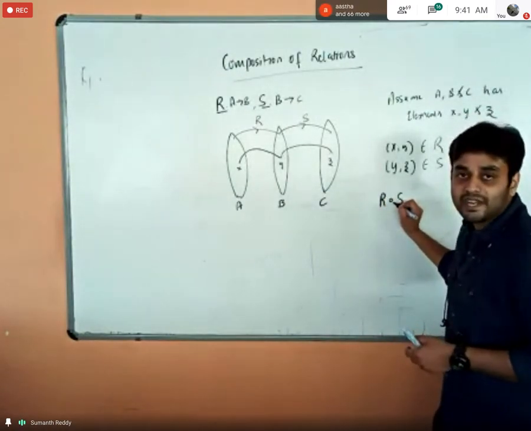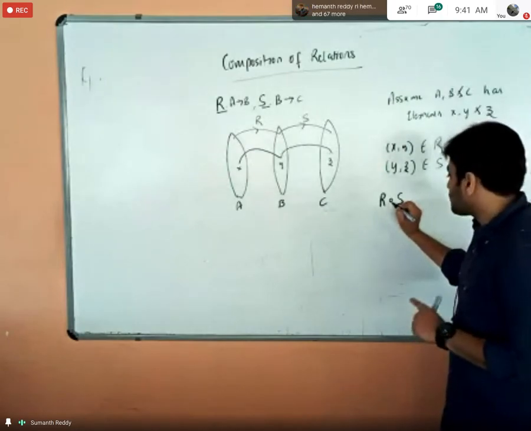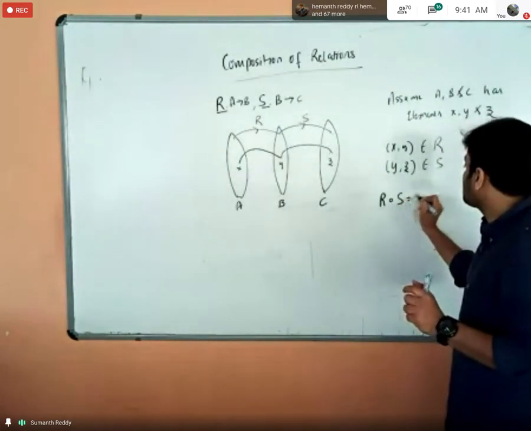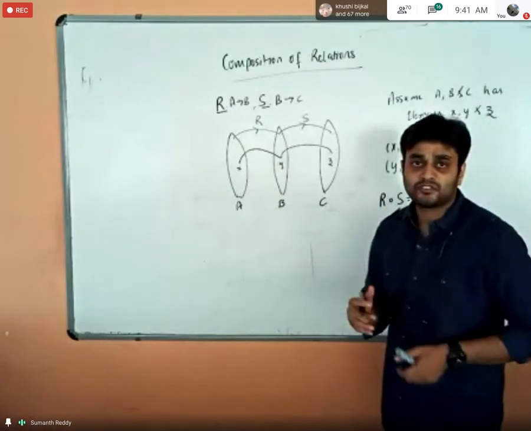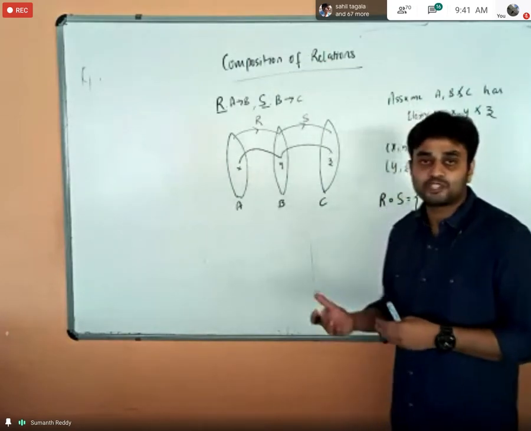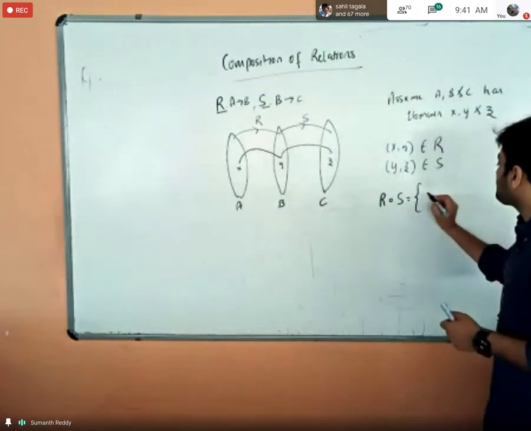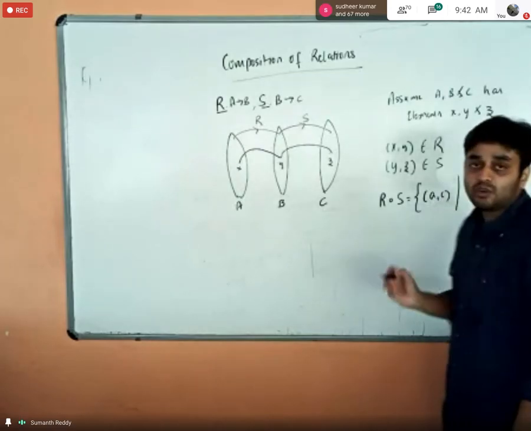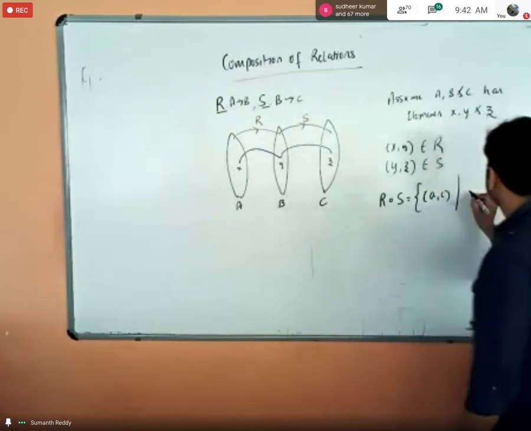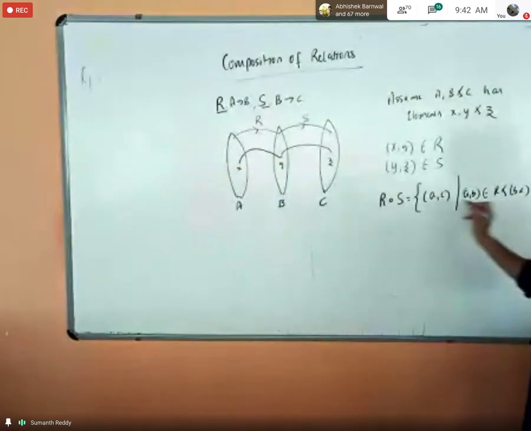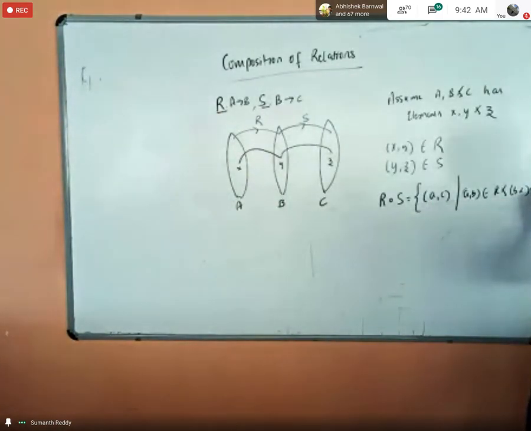Here you should not write a dot. I repeat, this is not a dot, this is a small circle. That is the symbol for the composition. And what does this relation contain? This R composition of S is also a relation, a product or composition of two relations. It contains the ordered pairs, say for example a comma c, such that a comma b belongs to the first relation, which is R, and b comma c belongs to the second relation, that is S.